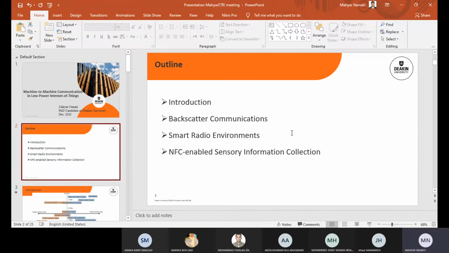Then I will jump into the backscatter communications paradigms and introduce some fundamentals in this research direction. Since backscatter communication is a basic concept for smart radio environments, I will talk about smart radio environments as well. And then I will go to some future research directions, which is called NFC-enabled sensor information collection, which I hope we can have some collaboration in if you are interested.